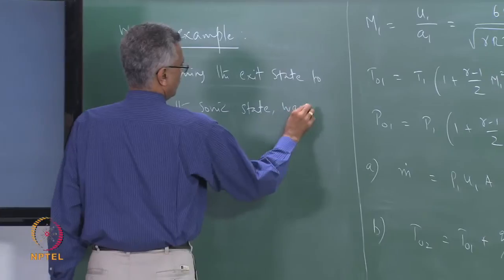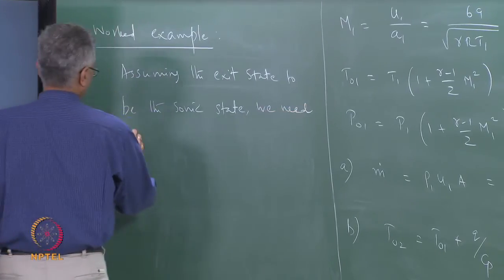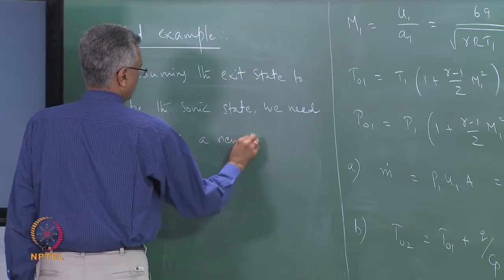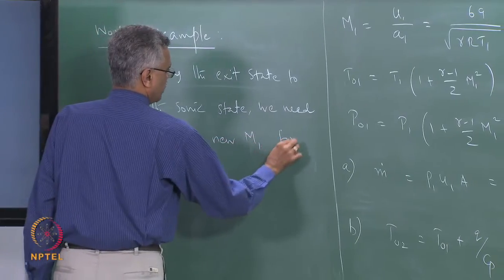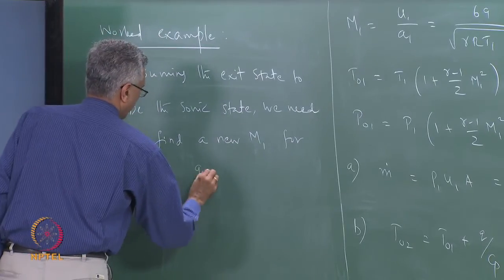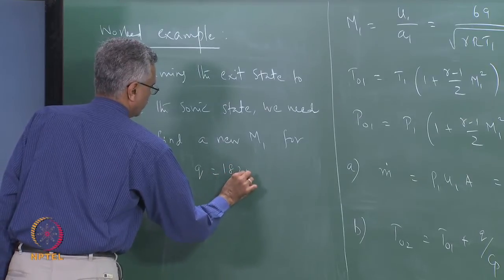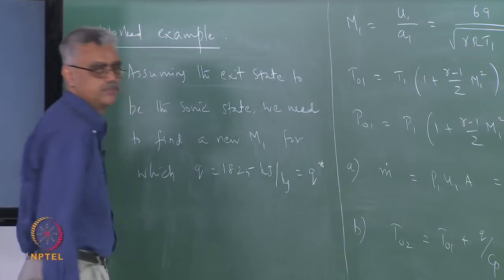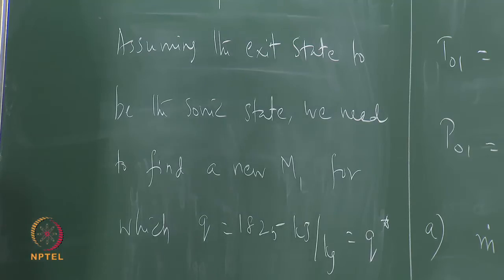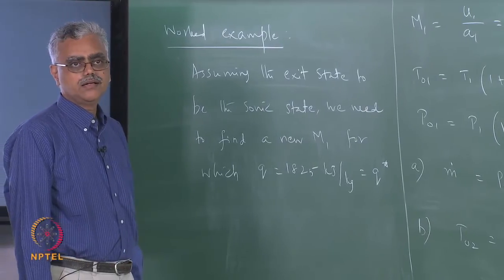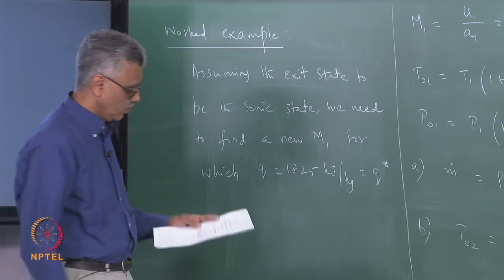We need to find a new M1 for which this Q, which is 1825 kilojoule per kilogram, is equal to Q star. Right? That is what we are going to do next. Because no information is given about the exit state, we really cannot do anything else. We simply assume it to be the sonic state.